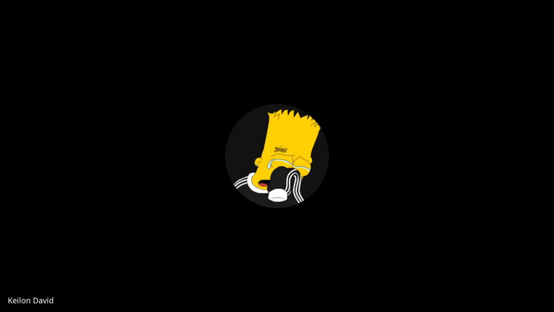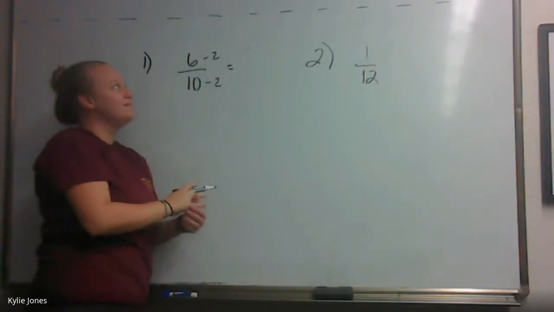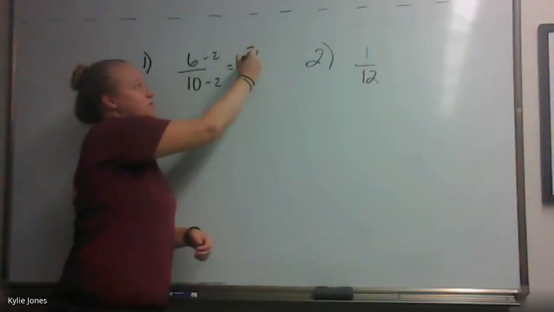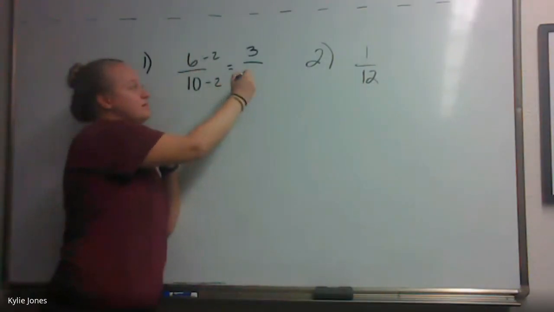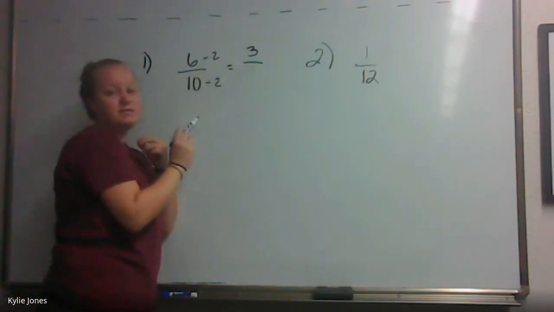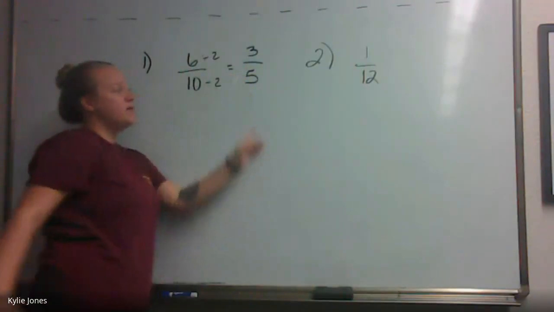12. No, divided by 3. 6 divided by 2 is 3. 10 divided by 2 is? What's 10 divided by 2? 5. And now we look at 3/5.